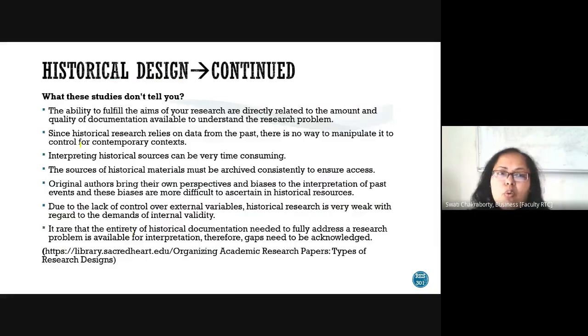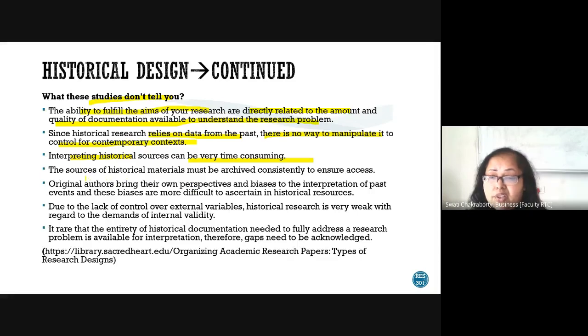What these studies don't tell us: the ability to fulfill the aims of the research directly relates to the amount and quality of documentation available to understand the research problem. Some of this historical research relies on data from the past, where there is no way to manipulate it to control for contemporary context. Interpreting historical sources can be very time consuming. Time is a big factor.